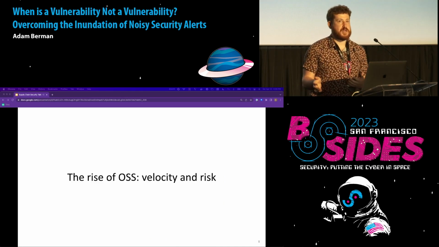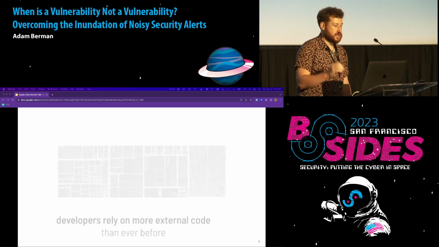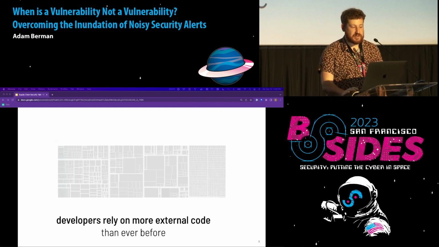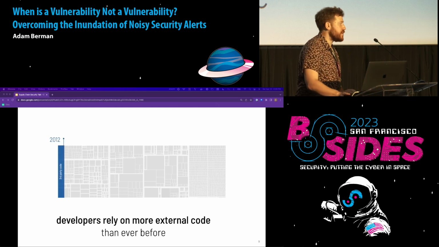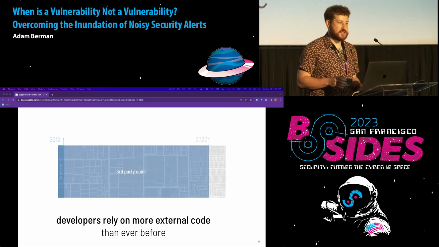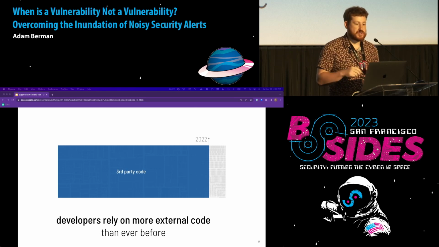So we'll start with the rise of open source software. It's a tale of velocity, but also risk. Open source software usage has massively increased. I think when I started, it was popular and common, but today the overwhelming percentage of the lines of code in our applications come from open source software. This is good.